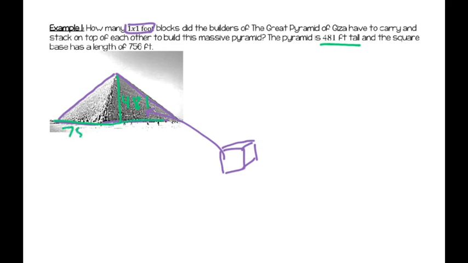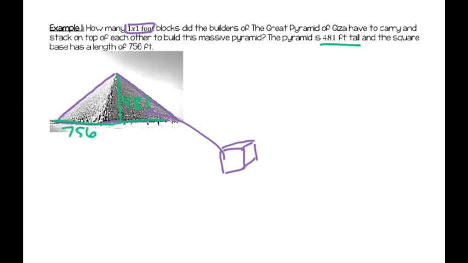Okay, so let's do an example. The first one, if we are looking at one of the Egyptian pyramids, so we've got this pyramid, and the base of this is a square, and it says how many 1 by 1 foot blocks. So if you think about a 1 foot by 1 foot block, that's going to be volume. So how many of those did it take to build this pyramid? So we are given some information. The pyramid is 481 feet tall, so my height is 481, and the square base has a length of 756. So the sides are 756.